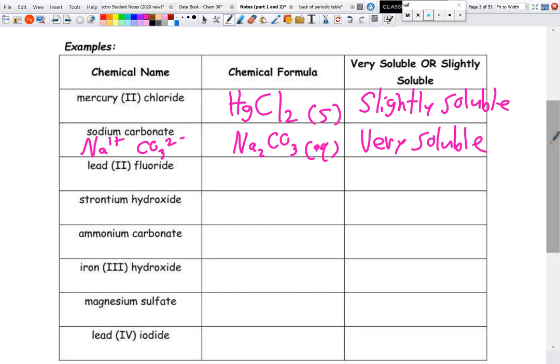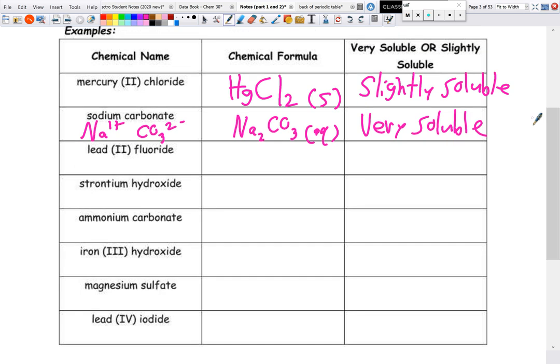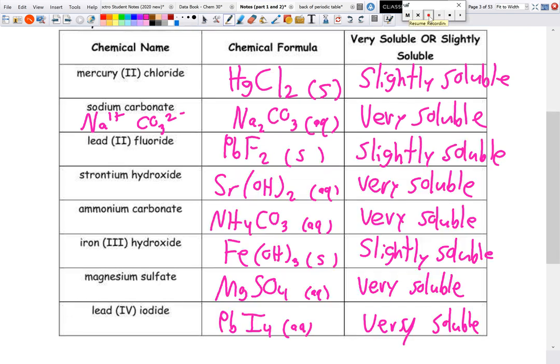So all the other ones you should be able to solve here on your own. I'm going to put up the answers in about 3 seconds, so please pause the video and see if you can get them filled in. Right, and the answers are here. So our lead 2 fluoride is going to be slightly soluble, our strontium hydroxide very soluble, ammonium carbonate very soluble, iron 3 hydroxide slightly soluble, magnesium sulfate should be very soluble, and our lead 4 iodide is also very soluble.